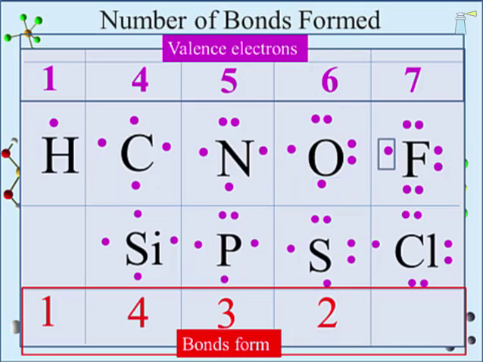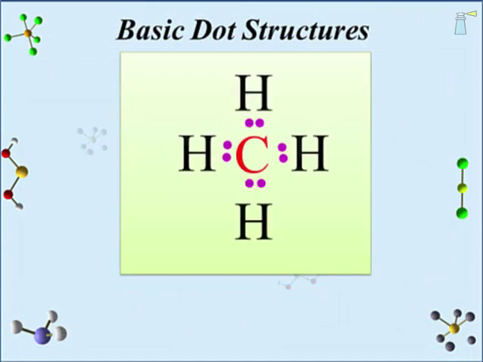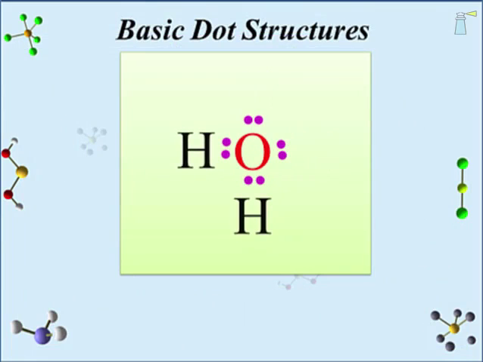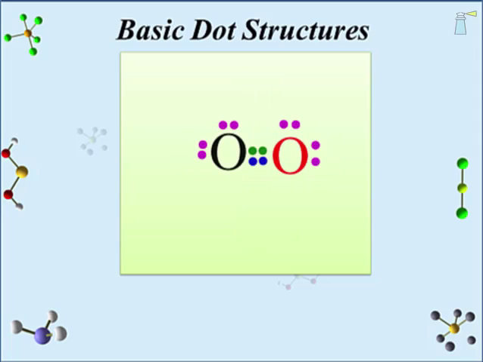Finally, fluorine. It can form 1 bond. Since it has 7 valence electrons, it only needs 1 bond to get a count of 8. We use the dot diagram of an atom as a guide to how many covalent bonds can be formed and which of the valence electrons are going to form them.